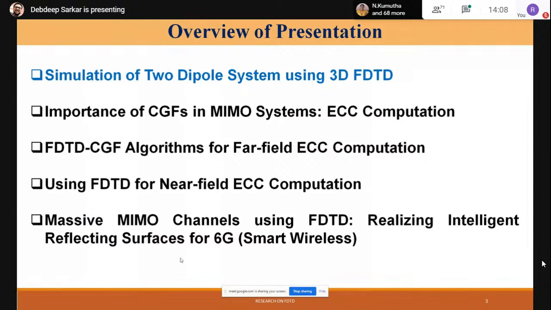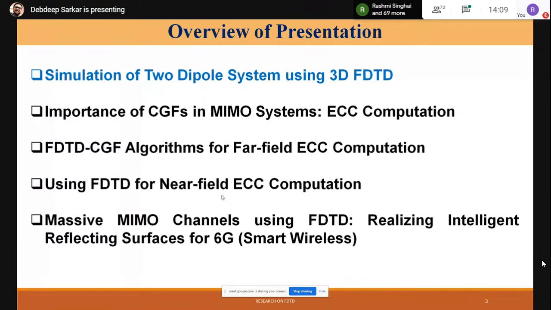I'll just discuss how certain analytical constructs like the cross correlation Green's function can be used in conjunction with this FDTD algorithm. And we did some work on this to solve a certain problem that is relevant to the MIMO antenna community and the 5G and all these things that we now recently talk about. And then I will also show how use of this FDTD actually led us to another very fundamental discovery regarding the formulation of the near field envelope correlation coefficient.